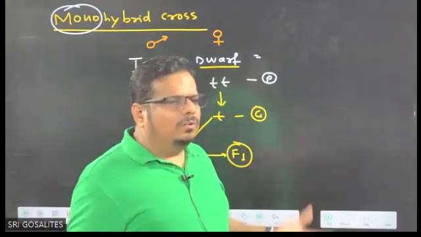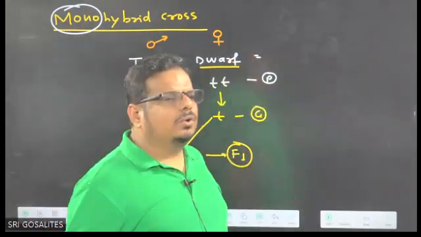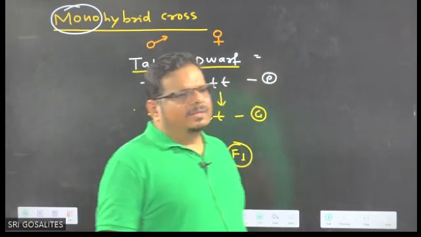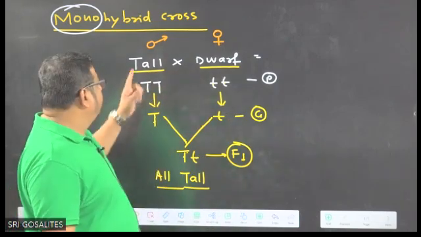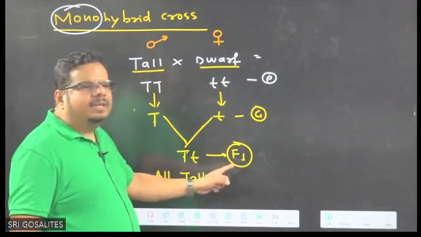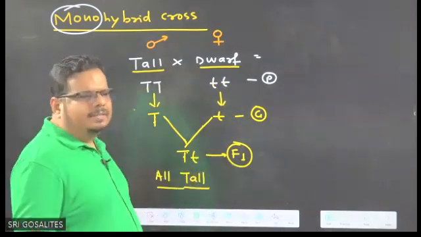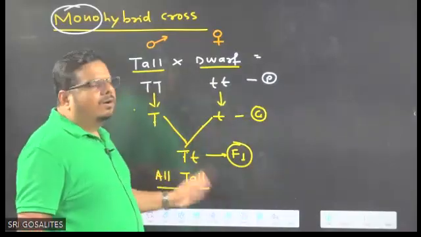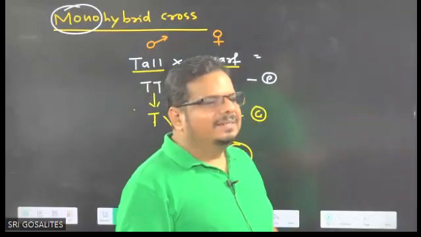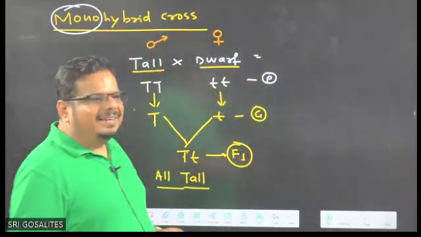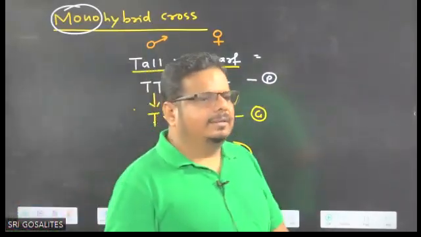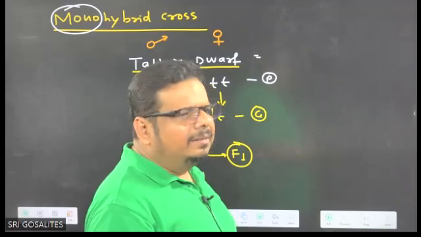All the seeds grown and all the plants developed are tall. Got the idea? Is it clear? So when Mendel made a cross between a tall plant and a dwarf plant, in the first filial generation, in the F1 generation, Mendel got all the plants tall. Getting the idea? Mendel got the result. What result did he get? Tall. Is it clear in the mind?